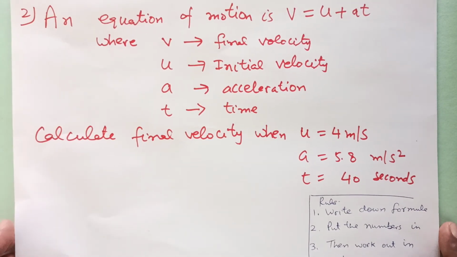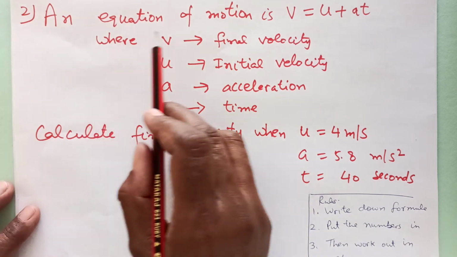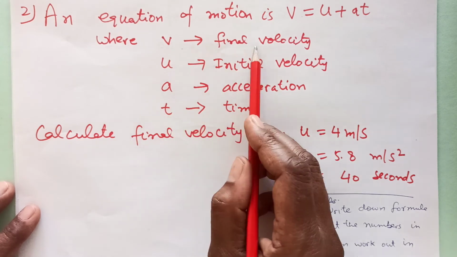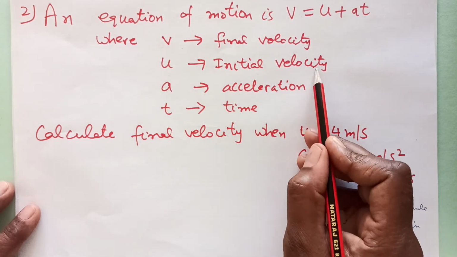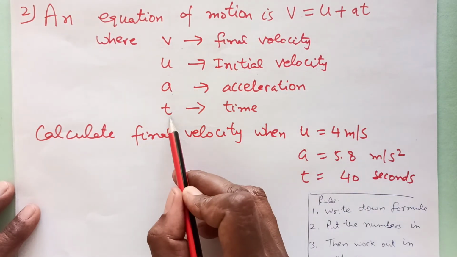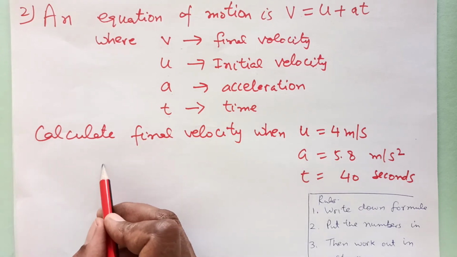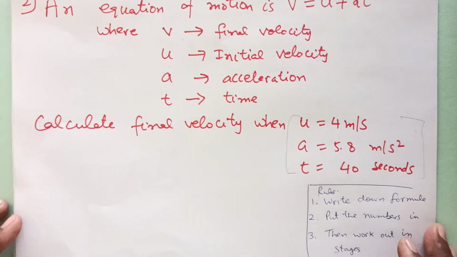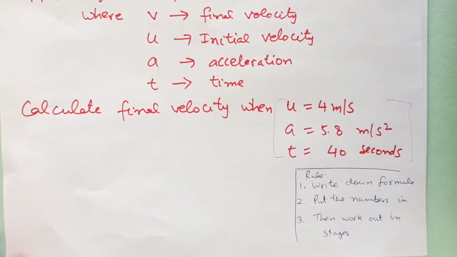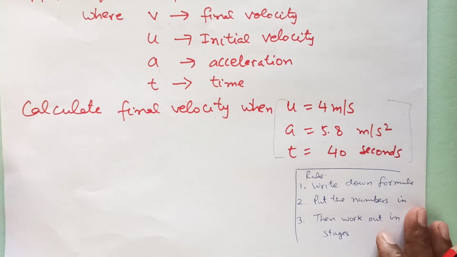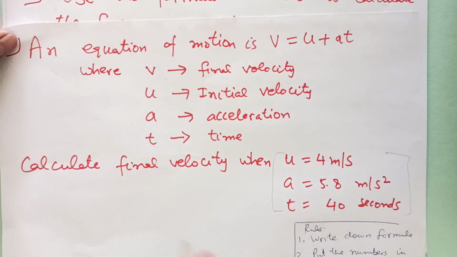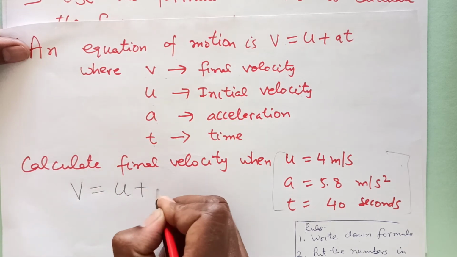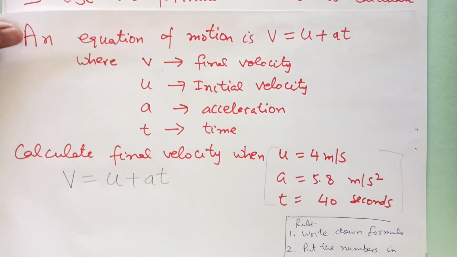I have another example here. An equation of motion is V equals U plus AT, where V is final velocity, U is initial velocity, A is acceleration and T is time. Calculate the final velocity when we are given all these values. Let's remember again the rules. Write down the formula. So what formula is given to us? We will write it down first. It is V equals U plus AT. So this is the formula.